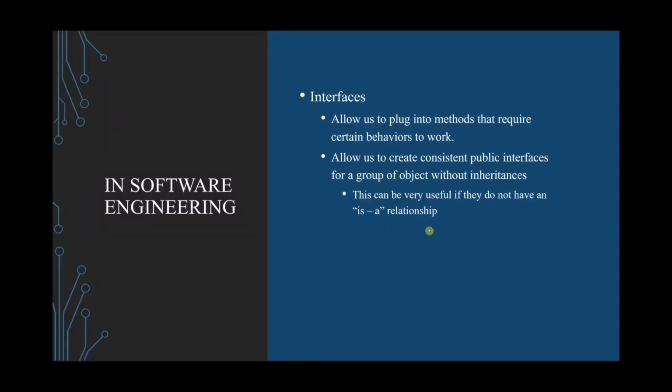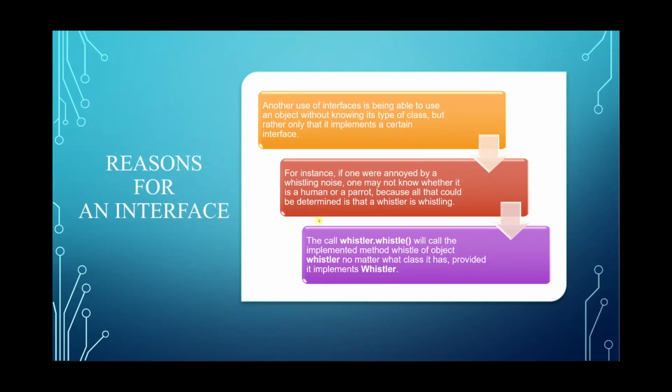Interfaces in software engineering allow us to plug into methods that require certain behavior. Also, they allow us to create consistent public interfaces for a group of objects without inheritance. Without inheritance, they don't have the is-a relationship. So, reasons for an interface: another use of an interface is being able to use an object without knowing its type of class. I'm going to show you in this example what that means.